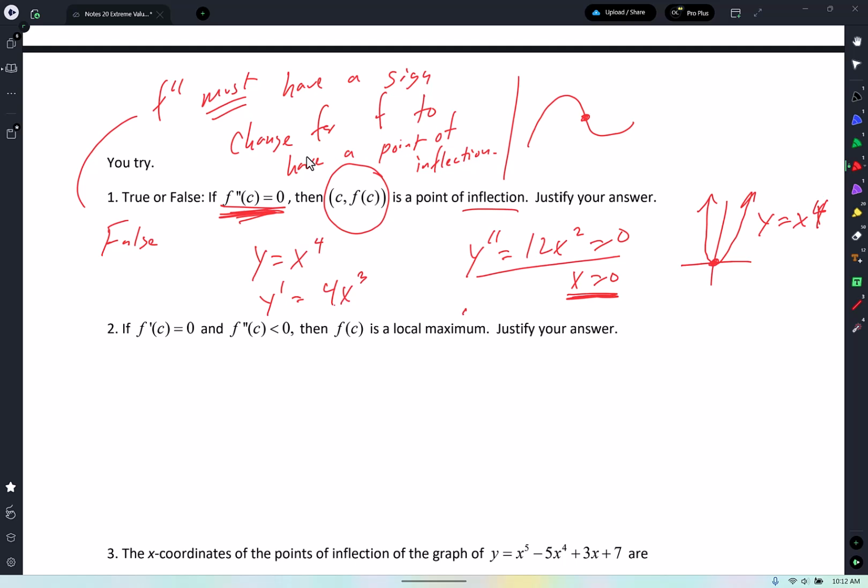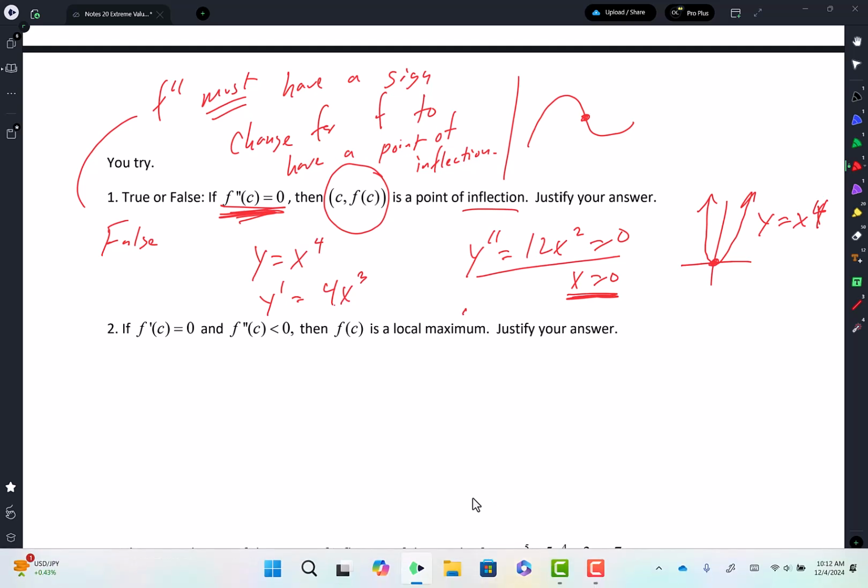Remember, guys, in the back of your head, that f prime prime being positive means that f prime is increasing. If f prime is increasing, f is concave up. Okay, just remember. All right.